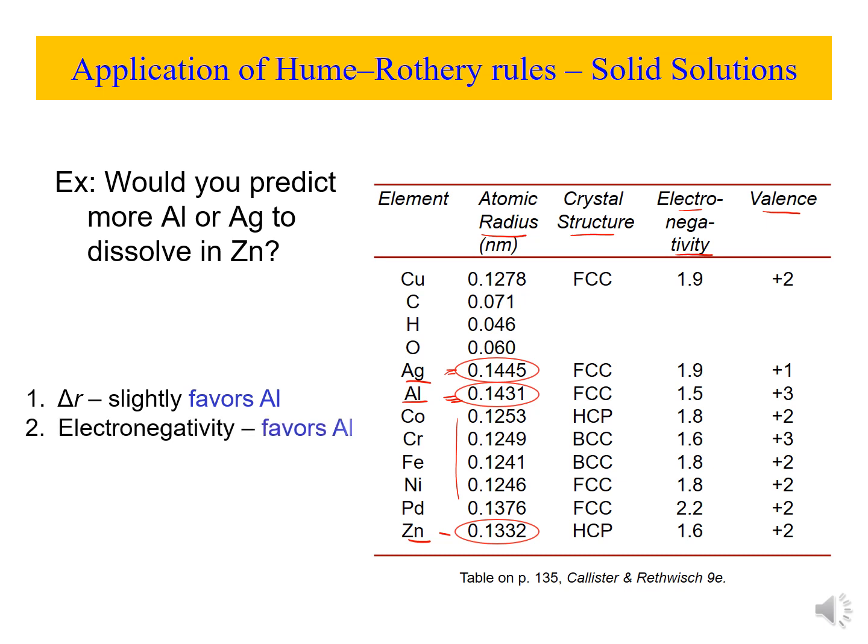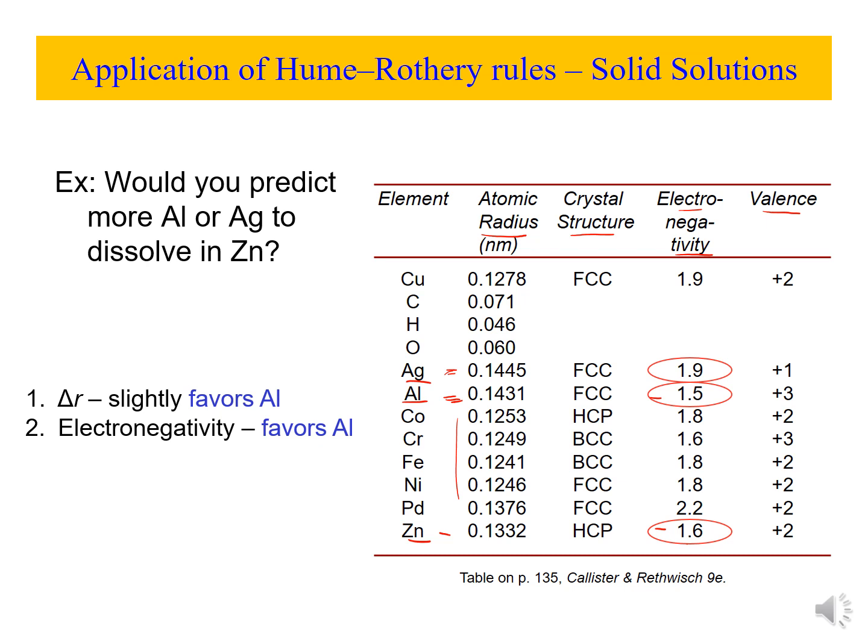And second, let's check the electronegativity. Well, again, they should have similar electronegativities. Again, aluminum is 1.5, which is much closer to zinc than the silver. Therefore, it favors aluminum again.